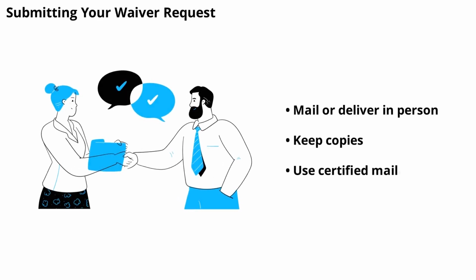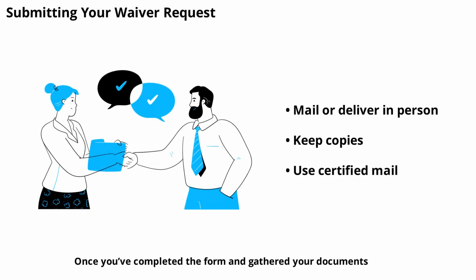Once you've completed the form and gathered your documents, submit your waiver request to the SSA. You can mail it to the address listed on your overpayment notice or deliver it in person to your local SSA office. Keep copies of everything you send and consider using certified mail for proof of delivery.